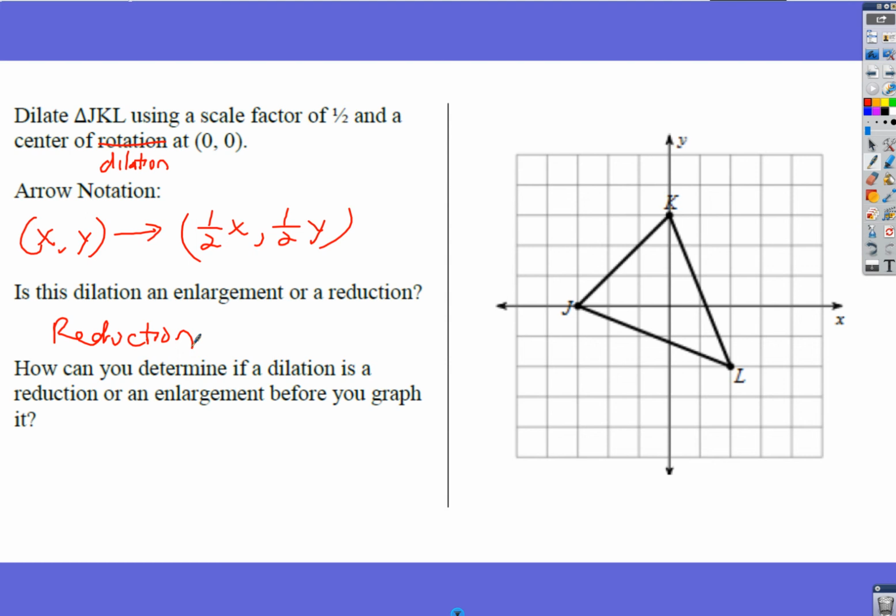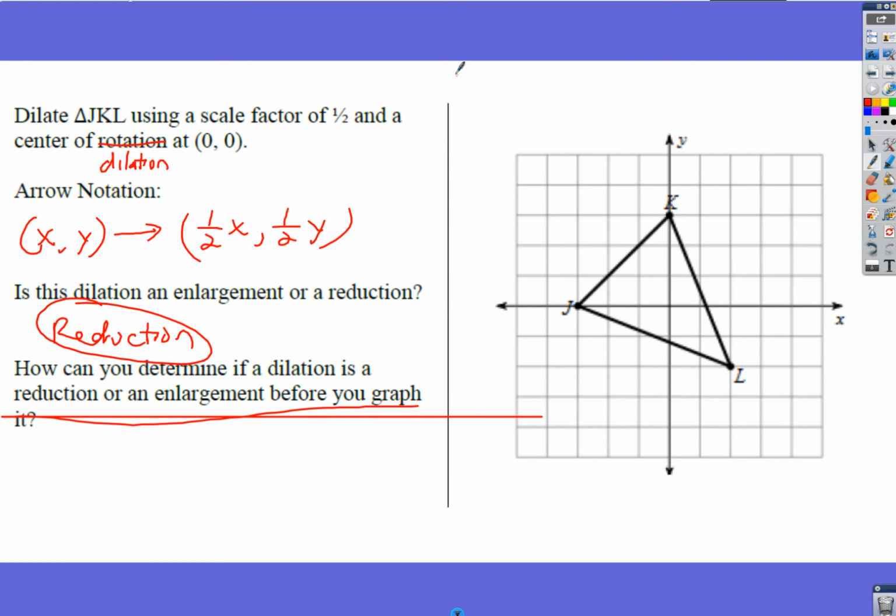And then how can you determine if it's a reduction or enlargement before I have graphed? Hey, we just did this. How can I tell? No, that's if I want to look for a center of dilation. Here, I'm being asked reduction or enlargement. I already answered that question. But how was I able to do it without graphing? What did I look at? The scale factor. Okay. Let's actually do the dilation, and that'll be it for today.